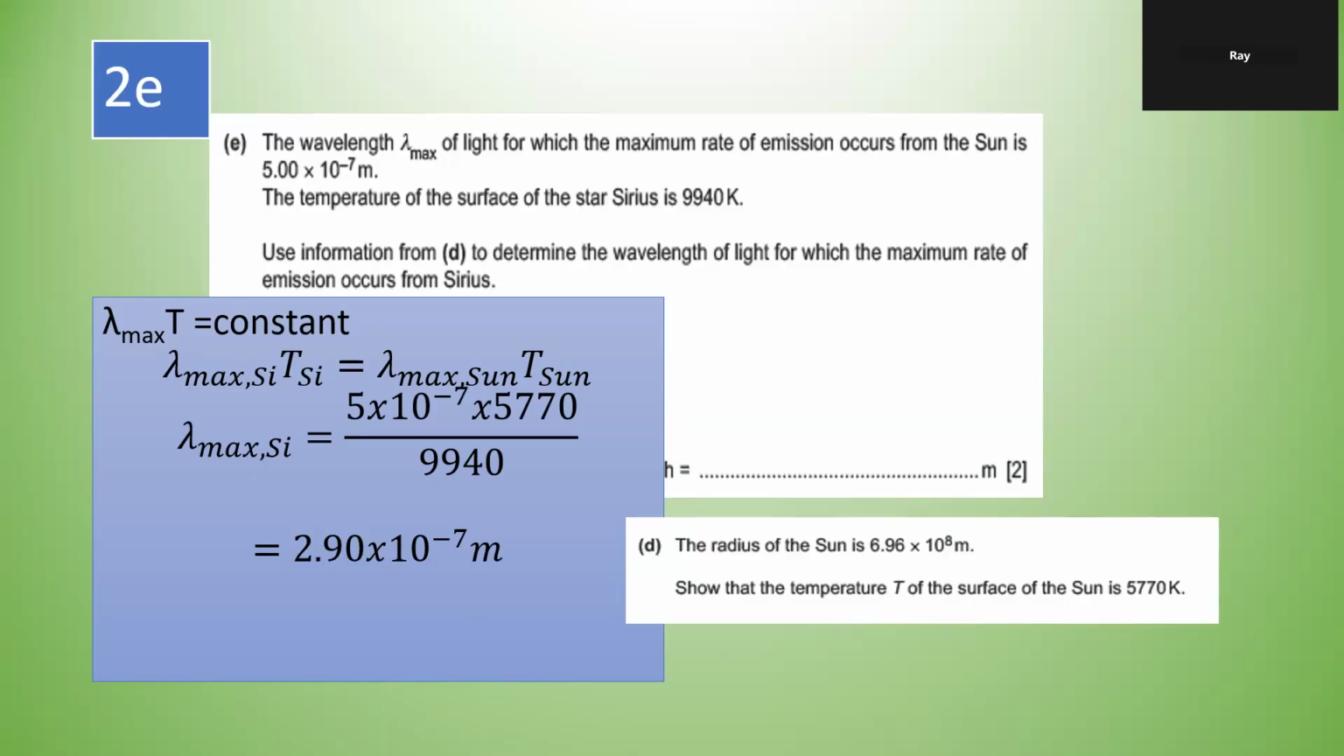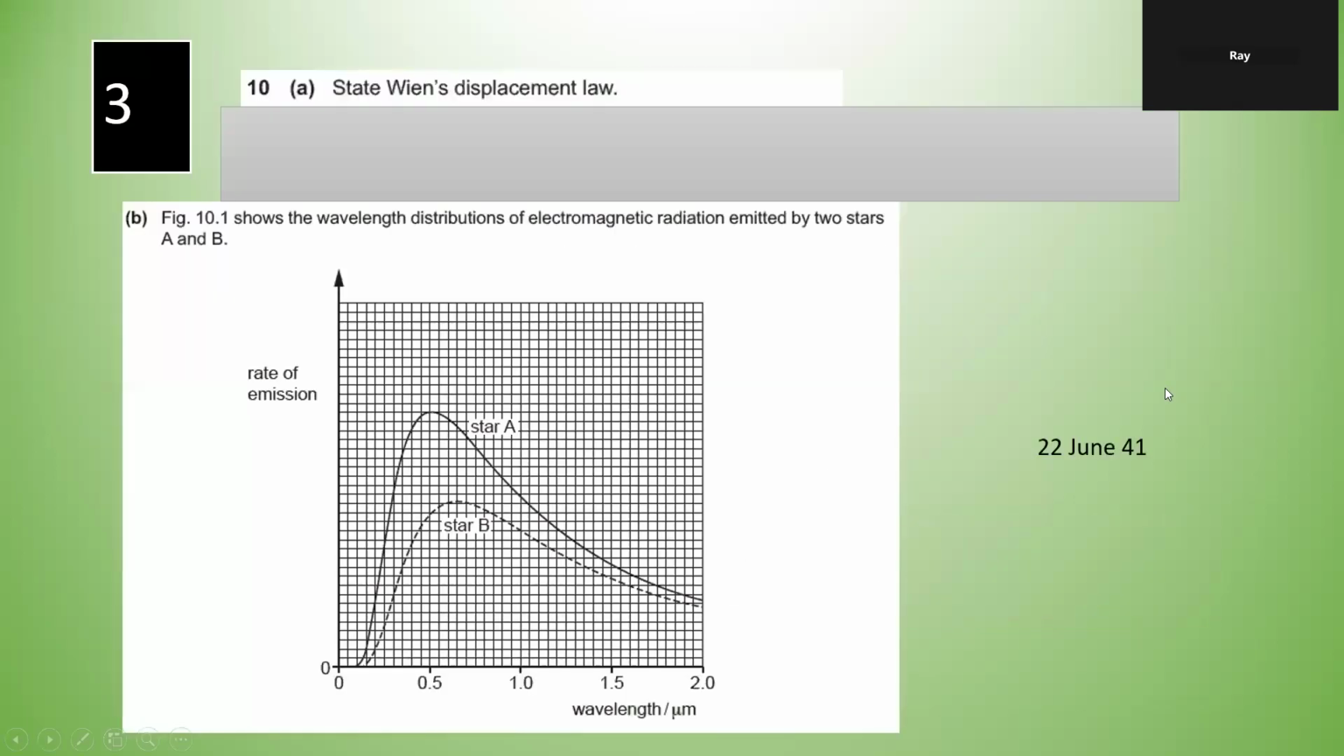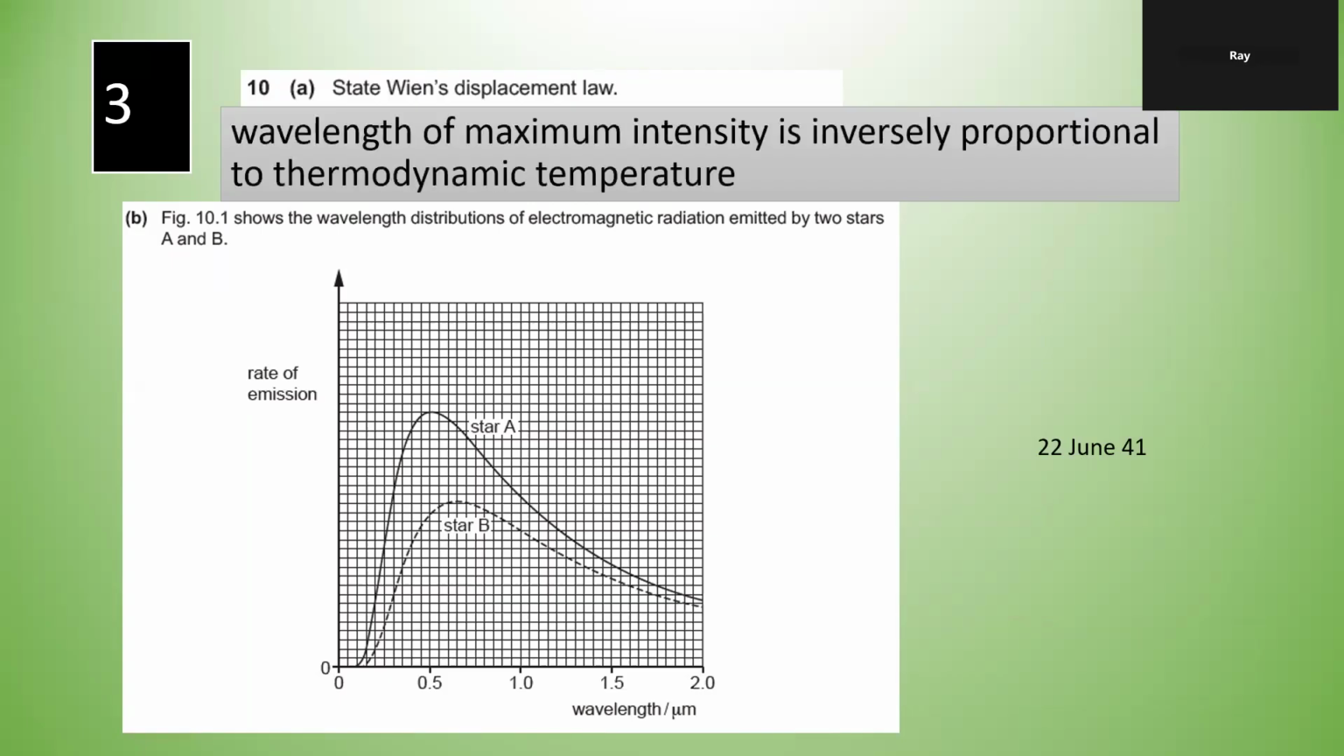Sorry, trying to cover for you so that you don't have to stay back another 20 minutes or so. State Wien's displacement law. Okay, this is from 2022, May, June, paper 41. State Wien's law. Right? This one should be in your memory work. You should score the point: wavelength of maximum intensity is inversely proportional to the thermodynamic temperature.